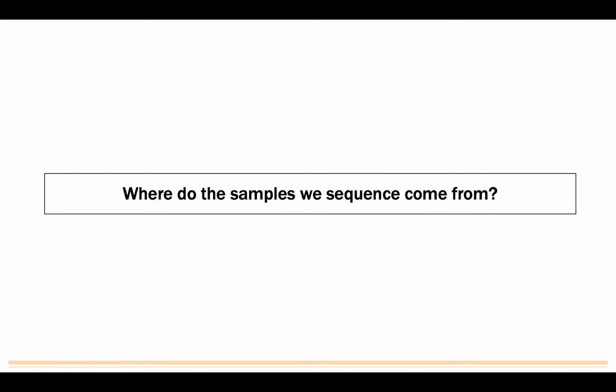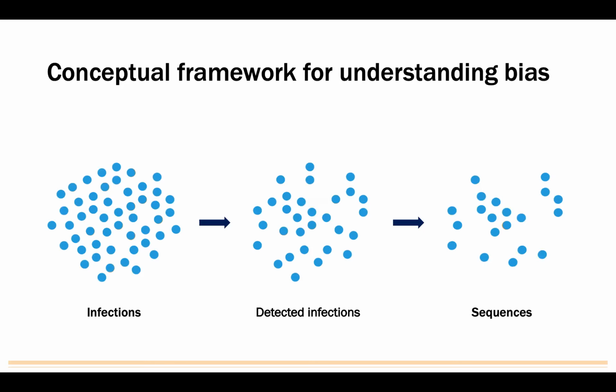And I think it's really important to consider where these samples come from, because that's going to help us understand what goes into this prevalence calculation that we're going to get from these samples. So we tried to conceptualize what is this process and what are the biases in this process. So we divided up our samples into 3 populations, where the first one here on the left is all of the infections in the population. And then only some of them actually get detected.